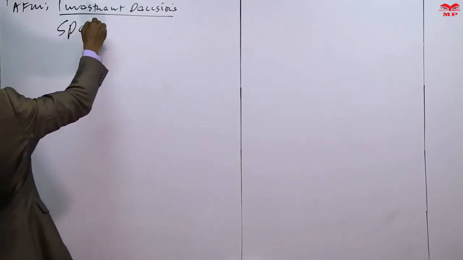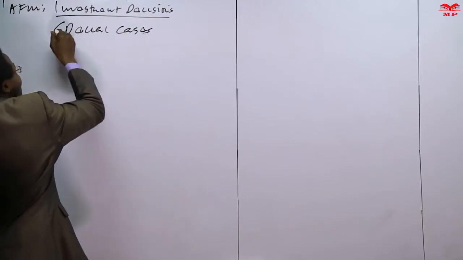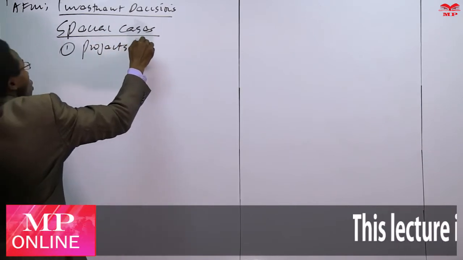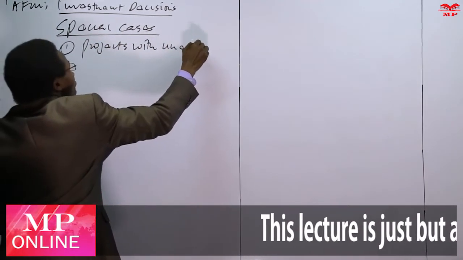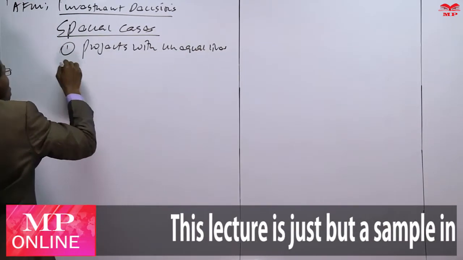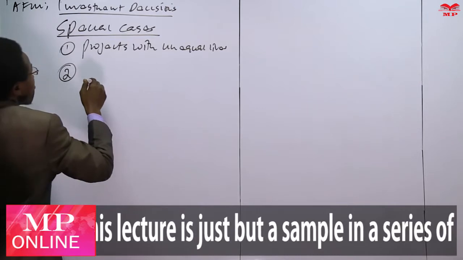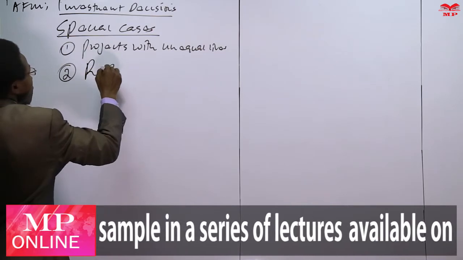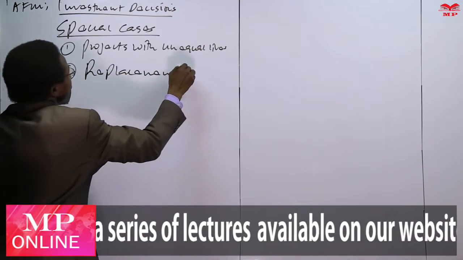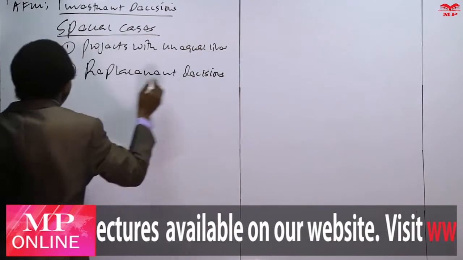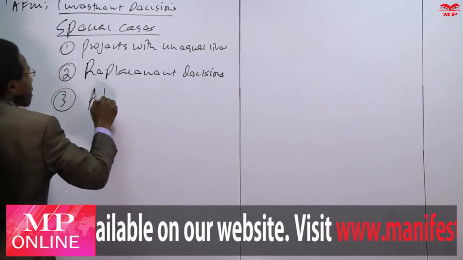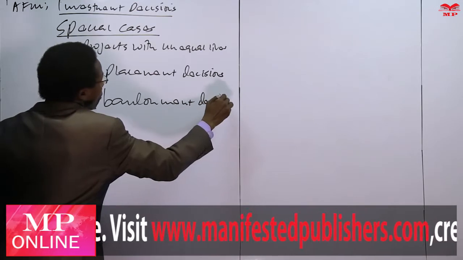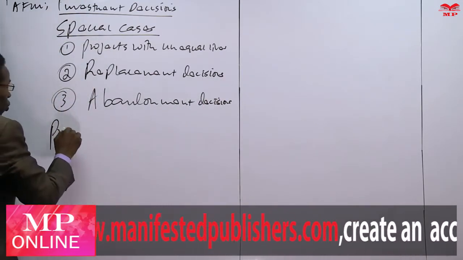So we want to look at the special cases. There are three special cases. One, projects with unequal lives. Two, apart from projects with unequal lives, we have the replacement decisions. Three, we have abandonment decisions. Now we start with projects with unequal lives.